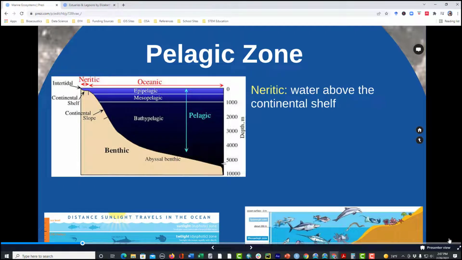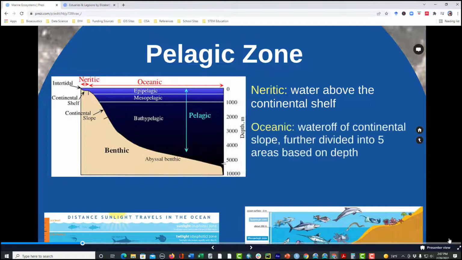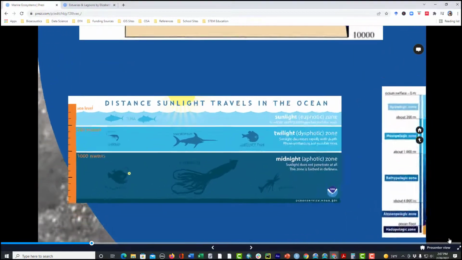Within the top region, within the pelagic zone that's close to the shore, we refer to that as the neritic zone, as it's going to occur in parallel to the continental shelf. And just beyond that neritic zone, we have the oceanic pelagic zone. So that's going to consist of the regions of water that occur above the continental slope and are then going to be further divided into 5 areas based on depth. And that consists of the epipelagic zone, the mesopelagic zone, and the bathopelagic zone.